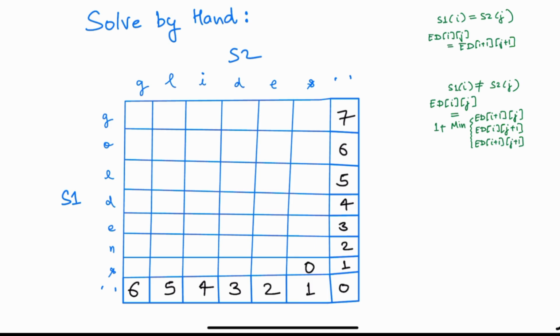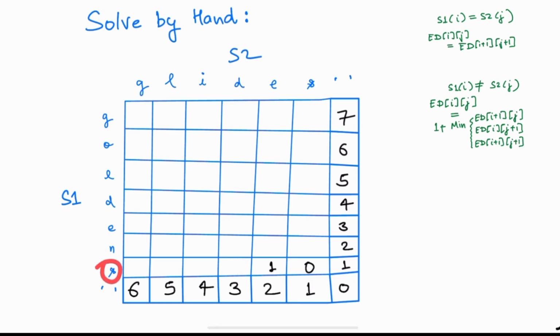Let's take a look at the i and j characters. Are they equal? No, they are not equal. So it is this case. What is the answer in this case? It is the minimum of (i plus 1, j plus 1), (i plus 1, j), and (i, j plus 1), and then we add 1. So the minimum of these 3, which is 0, and then we add 1. So it becomes 1. Let's move to this.